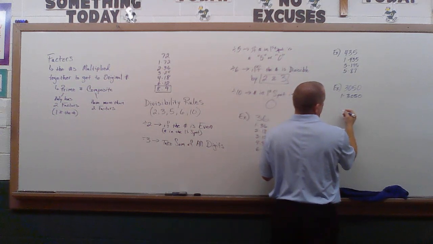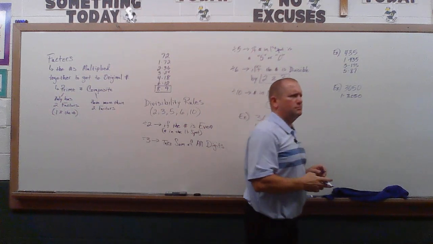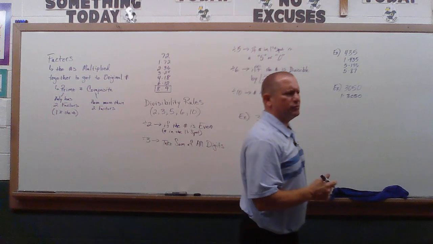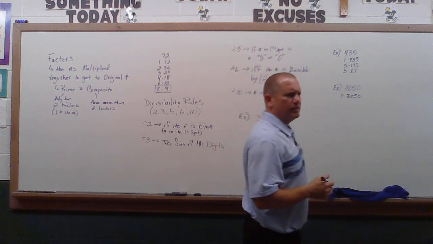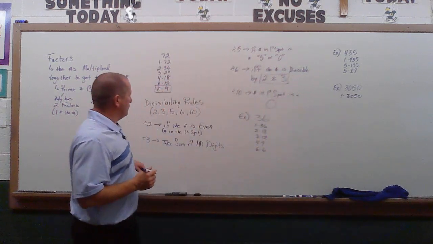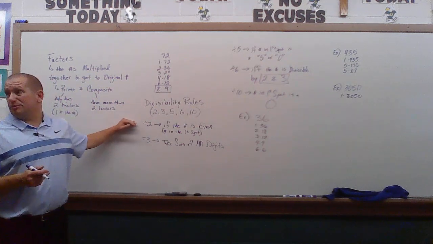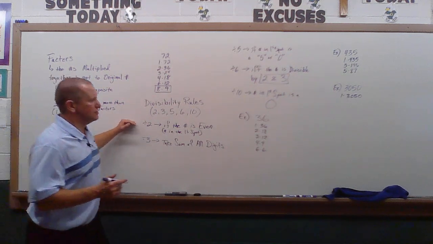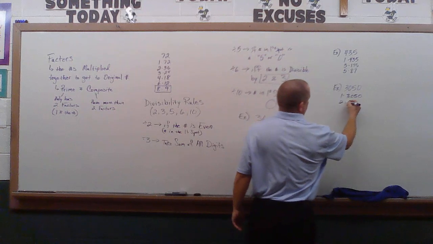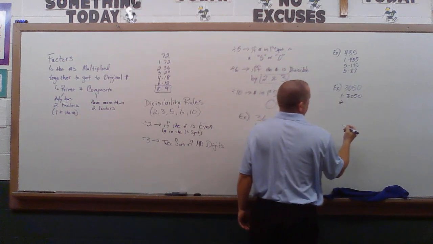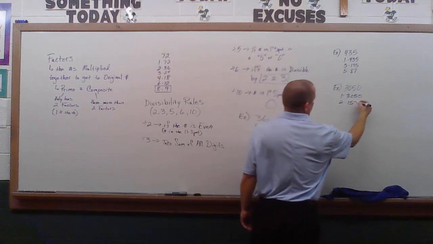I don't think so. Maybe 7 to 500. 50 times 7 would be 350, right? So let's just go with the divisibility rules. Would it be divisible by 2? Yes. Yeah, 2 times what? 1,525. 1525, okay?